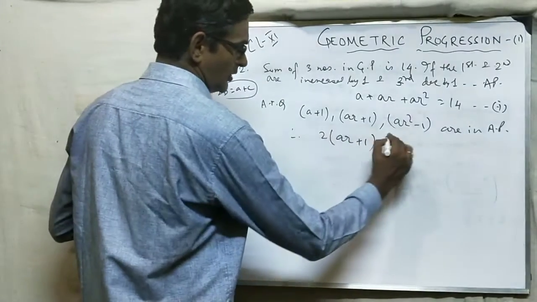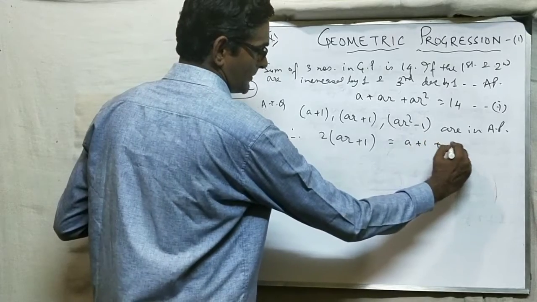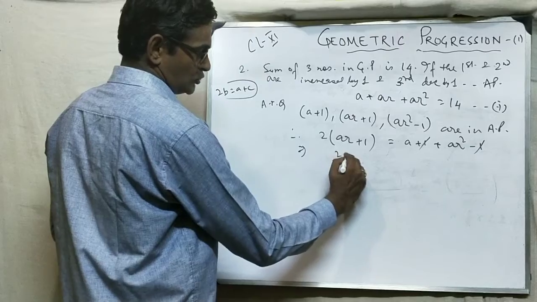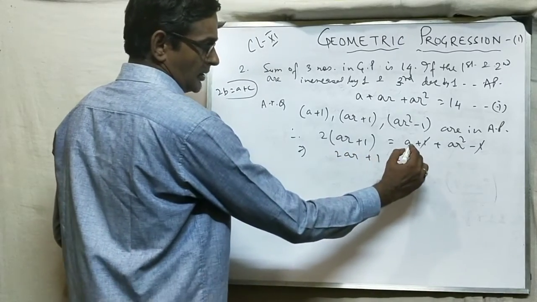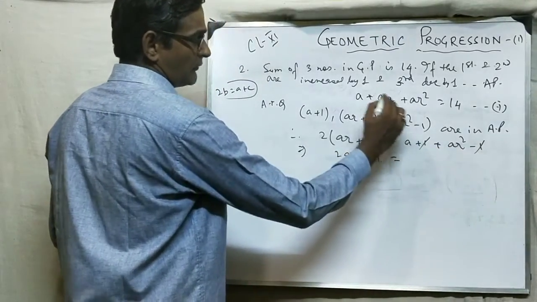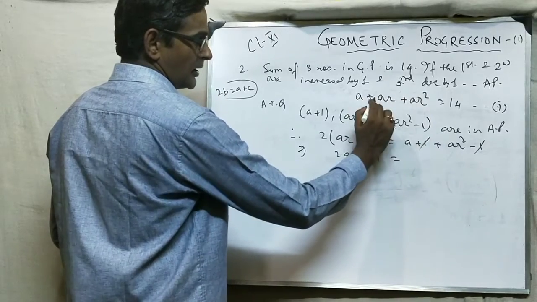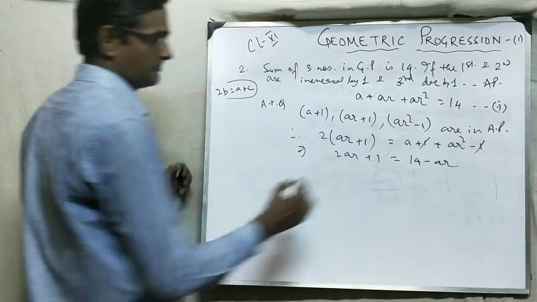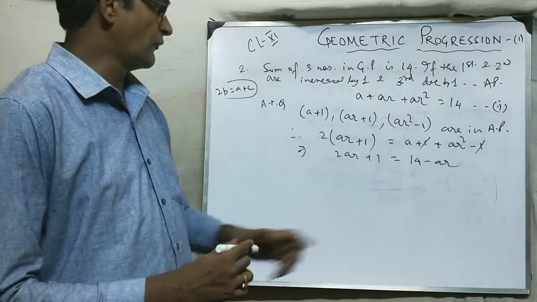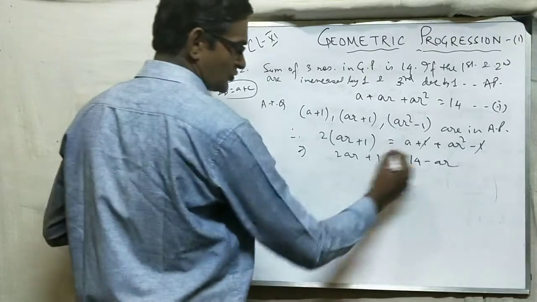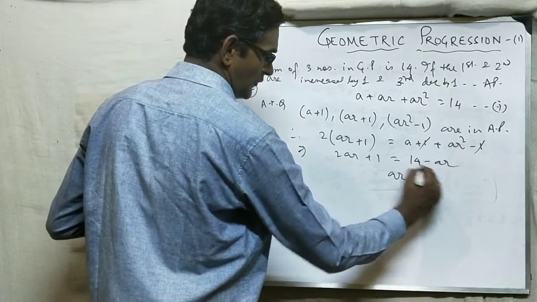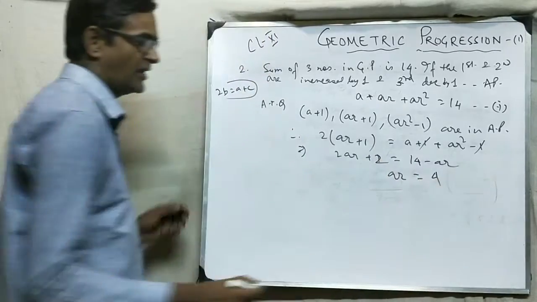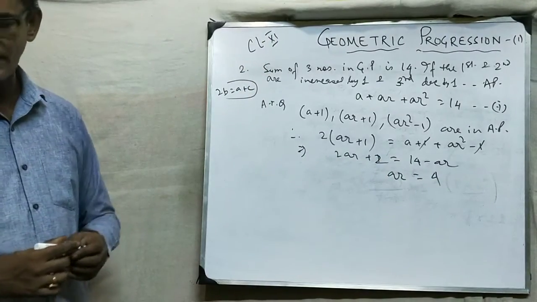So 2 into AR plus 1 means A plus 1 plus AR squared minus 1. So 2AR plus 2 we are getting A plus AR squared. Now if you come to equation 1, A plus AR squared will be 14 minus AR. So if we solve it, we will get the value of AR as 4. So value of AR will be 4.